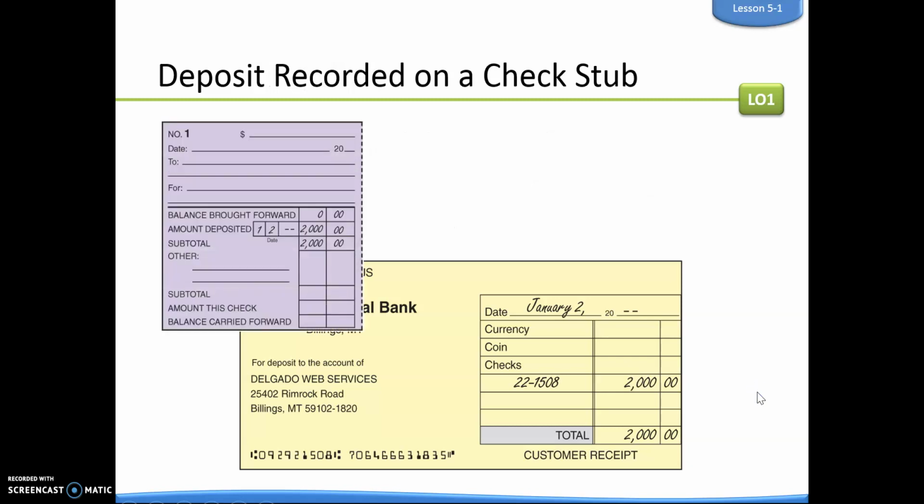So how we record that on our check stub, because this is actually the bank form. This is just, as you can see, a customer receipt. This is actually the check stub that we have attached to all of our checks. I wish that I could show you what a checkbook looks like for businesses, because it looks a little bit different than a checkbook that you maybe have seen your parents or grandparents write out of. It doesn't look the exact same.